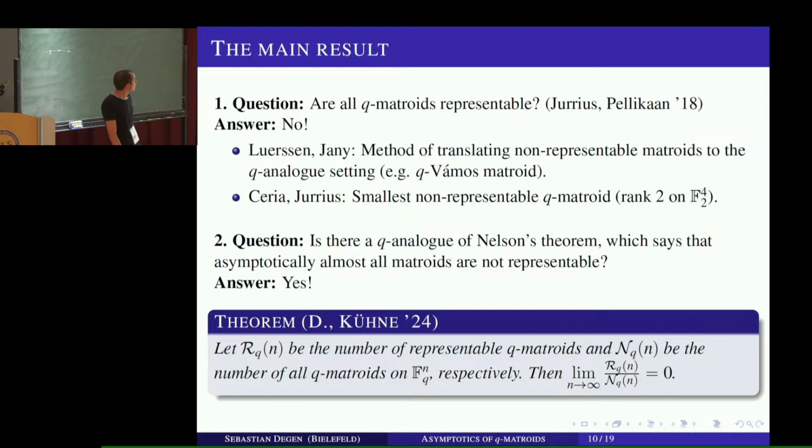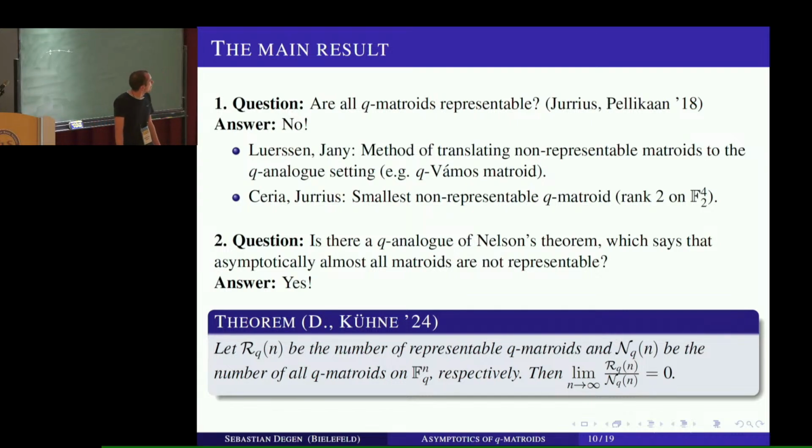Okay, so knowing that the answer to the first question is actually no, we ask ourselves, is there a potential q-analog of Peter Nelson's theorem saying that asymptotically almost all matroids are not representable? And the answer is yes. Let me phrase our theorem in this way. Whenever we denote by R_q(n) the number of representable q-matroids and by N_q(n) the number of all q-matroids over F_q^n, then this ratio asymptotically vanishes. So in other words, the proportion of representable q-matroids tends to 0 as n grows to infinity.